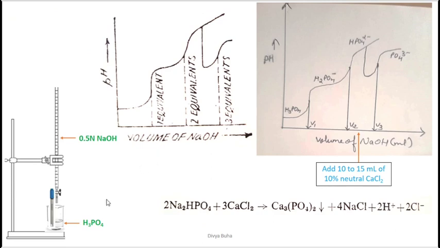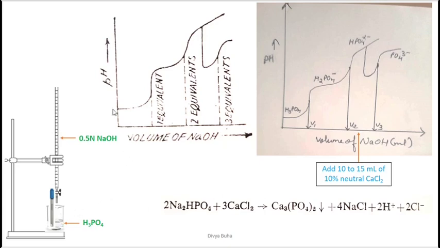So basically for this practical, first of all, you have to take phosphoric acid in a beaker, and suppose you have taken 0.05 normal H3PO4. You have to fill the 0.05 normal NaOH in the burette. You have to use the glass electrode for the pH measurements. Keep on adding the NaOH solution, and find out the pH values.